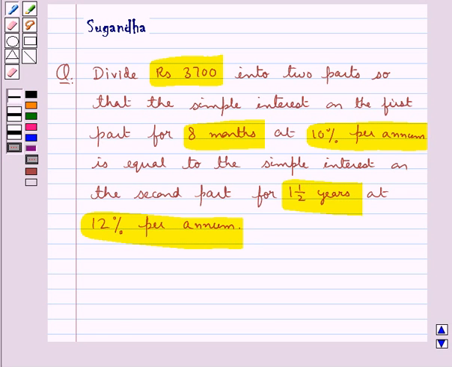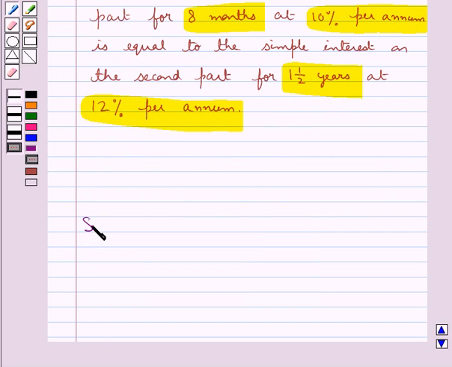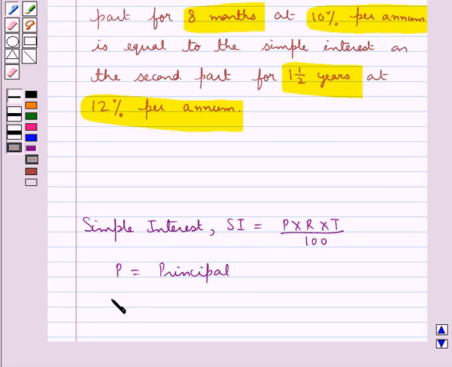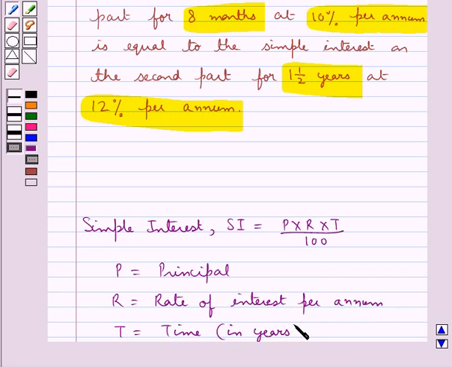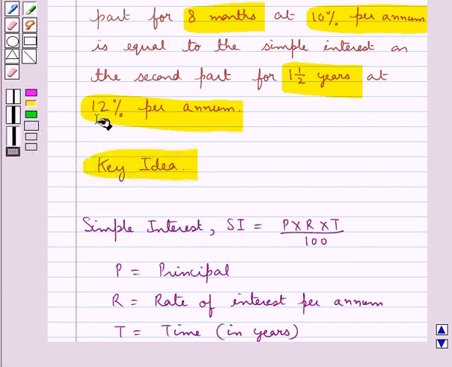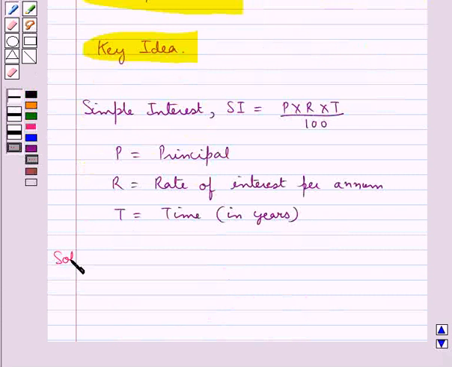Before moving on to the solution, let's recall the formula for the simple interest. SI is equal to P into R into T upon 100, where P is the principal, R is the rate of interest per annum, T is the time in years. This is the key idea to be used in this question. Let's proceed with the solution now.